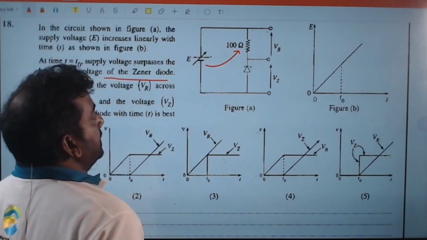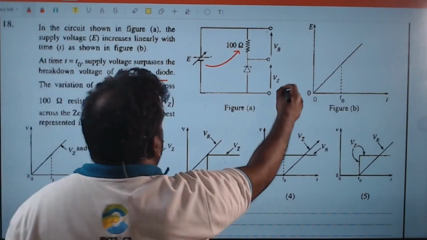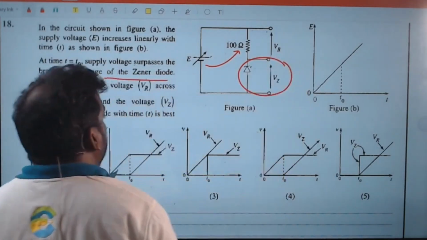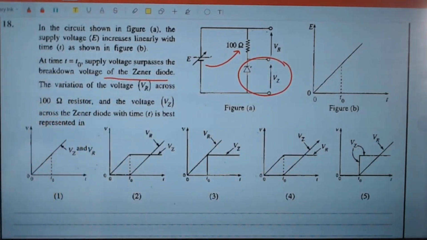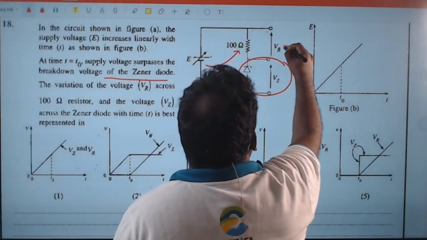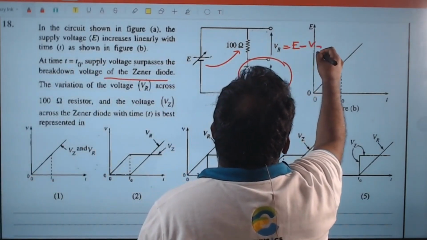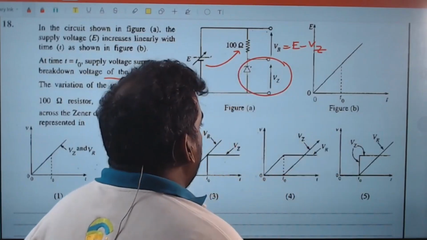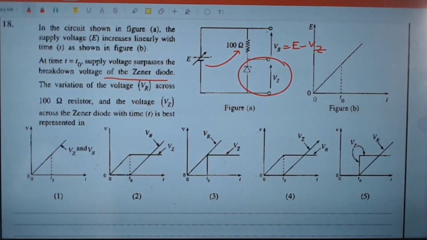Then, if it surpasses the breakdown voltage, now here breakdown voltage is going to be constant. And the difference, E minus Vz, will act across this.